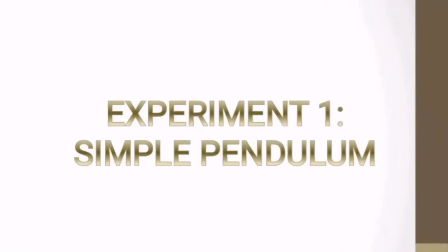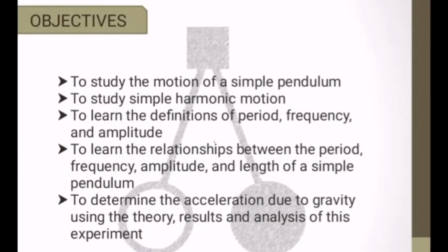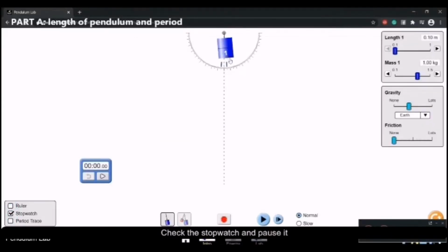Experiment 1: Simple pendulum. The objectives of this experiment are to study the motion of a simple pendulum, to study simple harmonic motion, to learn the definitions of period, frequency and amplitude, to learn the relationship between the period, frequency, amplitude and length of a simple pendulum, and also to determine the acceleration due to gravity using the theory, results and analysis of this experiment.